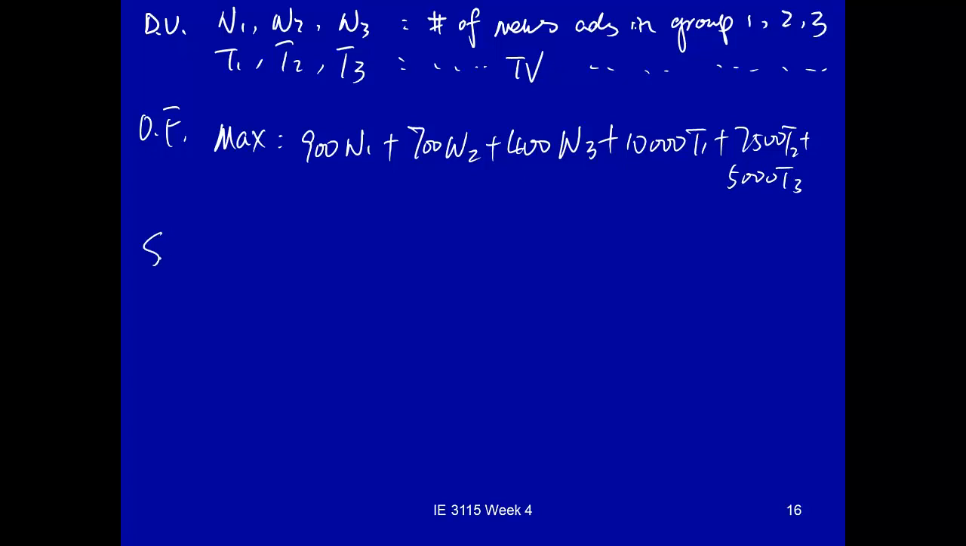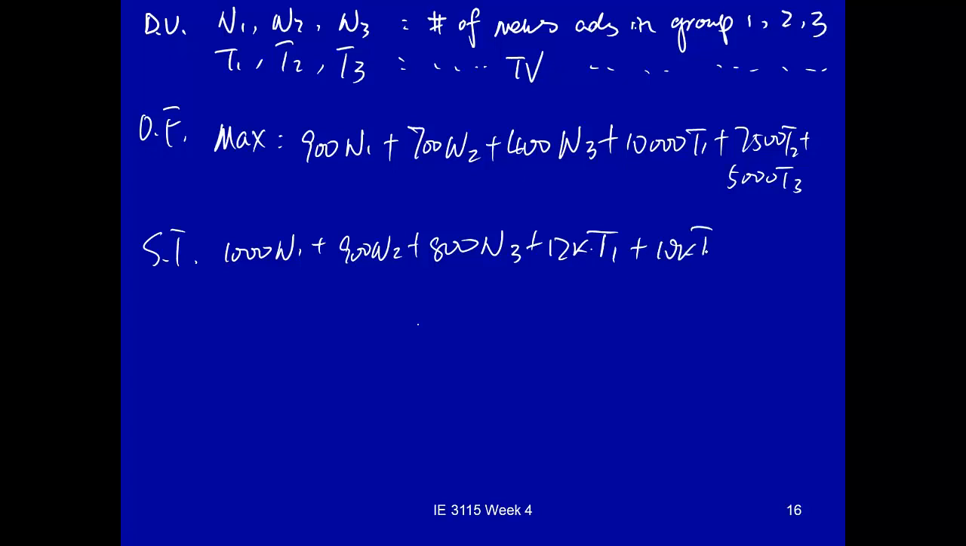Okay, and there's a very obvious constraint, which is the budget constraint. So 1,000 N1 plus 900 N2 plus 800 N3 plus 12K T1 plus 10K T2 plus 8K T3 needs to be less than or equal to the total budget, which is how much on the other side? 145K. Okay, that's the constraint.